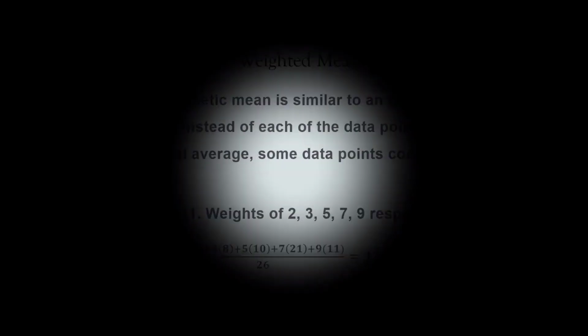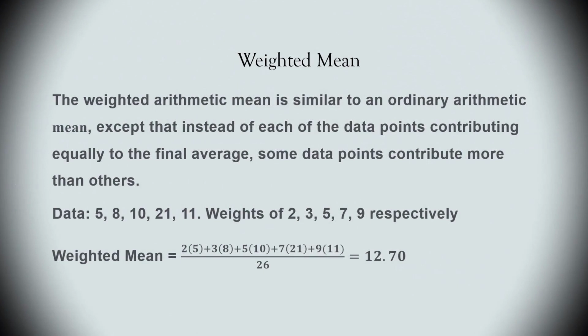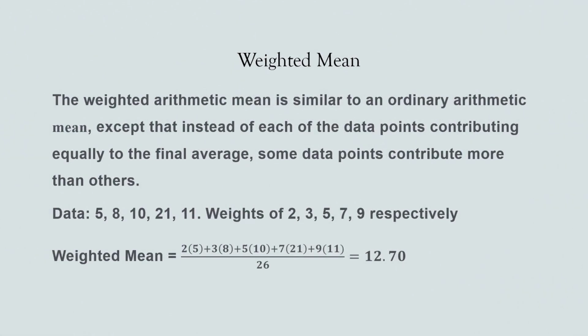2. The weighted mean is similar to an ordinary arithmetic mean, except that instead of each of the data points contributing equally to the final average, some data points contribute more than others. Using the same data from the last example, if we assign weights of 2, 3, 5, 7, and 9 to each data point respectively, the weighted mean is found by multiplying each data point by its respective weight and then adding these together, and dividing by the sum of the weights. The weighted mean in this case is 12.70. An important point to note is that if we assign equal weights to each data point, then the weighted mean is going to be equal to the arithmetic mean.